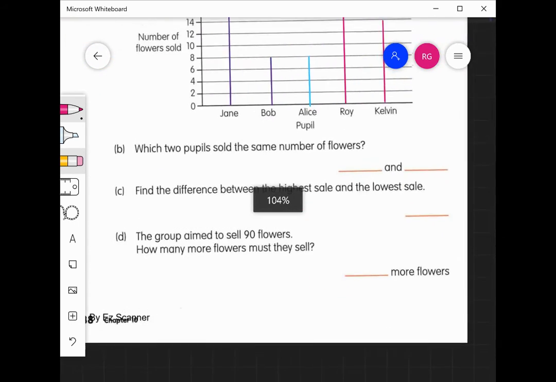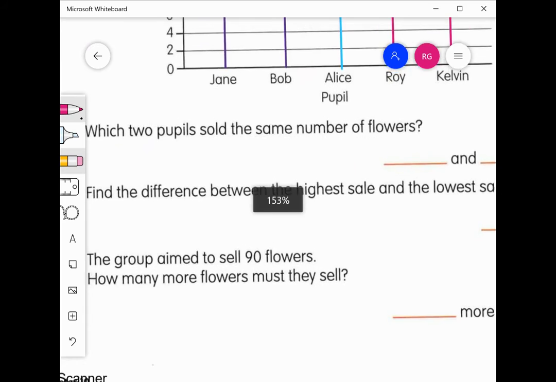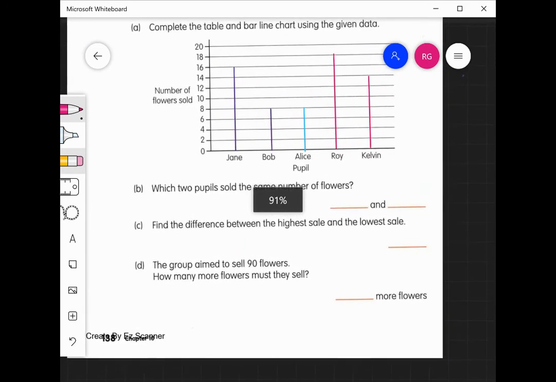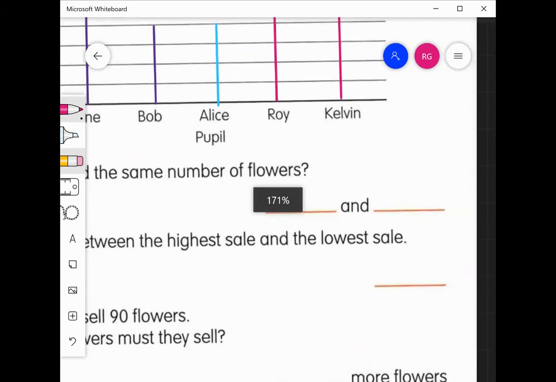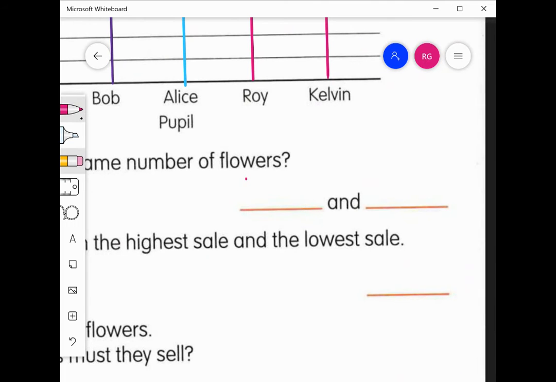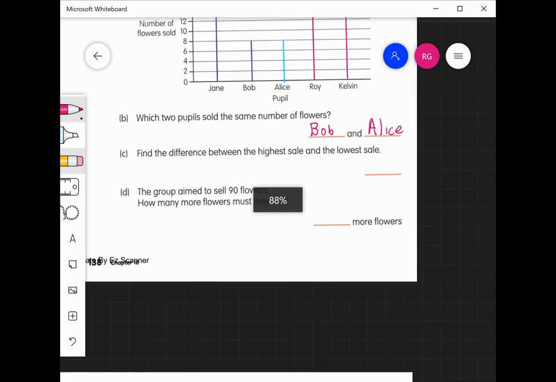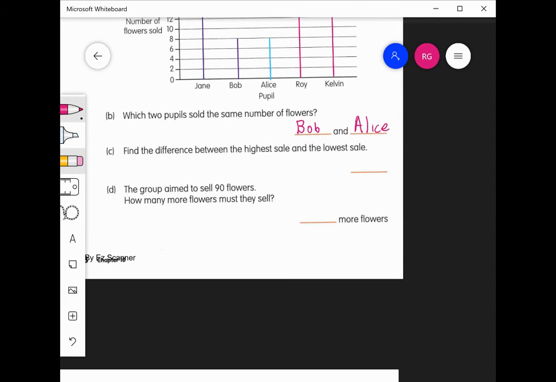Now we need to answer these questions. It says, which 2 pupils sold the same number of flowers? That's Bob and Alice. So we can say Bob and Alice. You can see that pretty clearly, can't you? Bob and Alice.